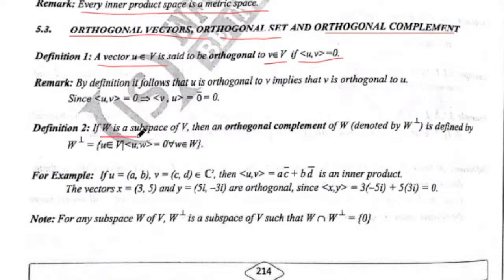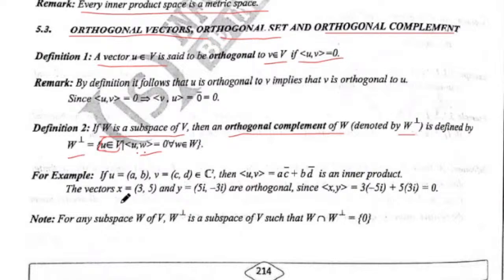And if W is a subspace of the vector space V, then the orthogonal complement of W, which we denote by W perpendicular, is defined as the set of all u in V such that (u, w) is equal to 0 for every w in W. Whichever u satisfies this condition will be in the orthogonal complement set.